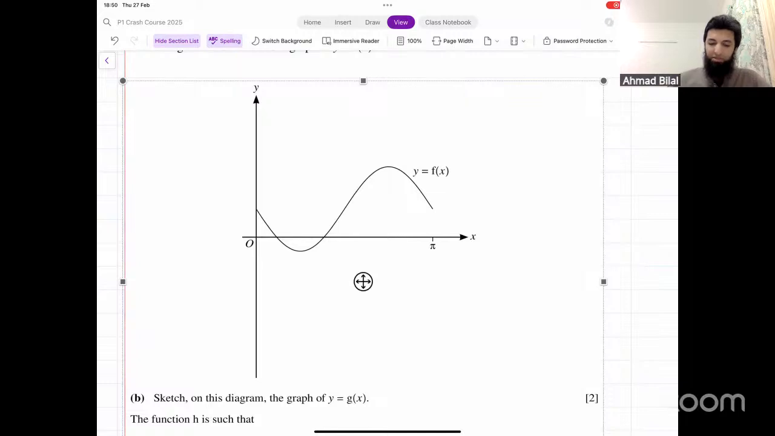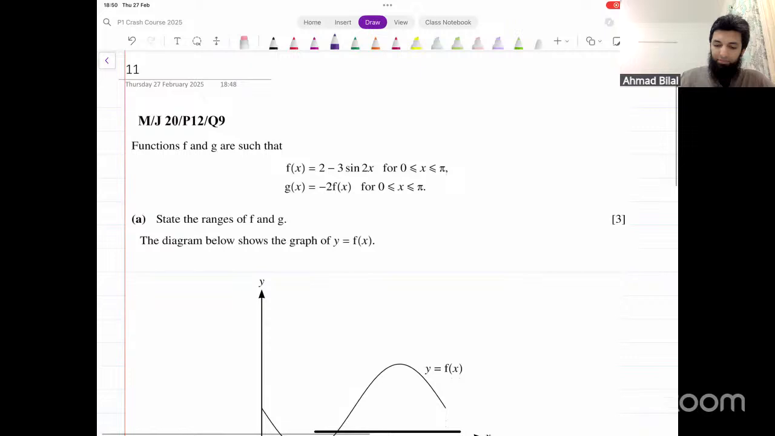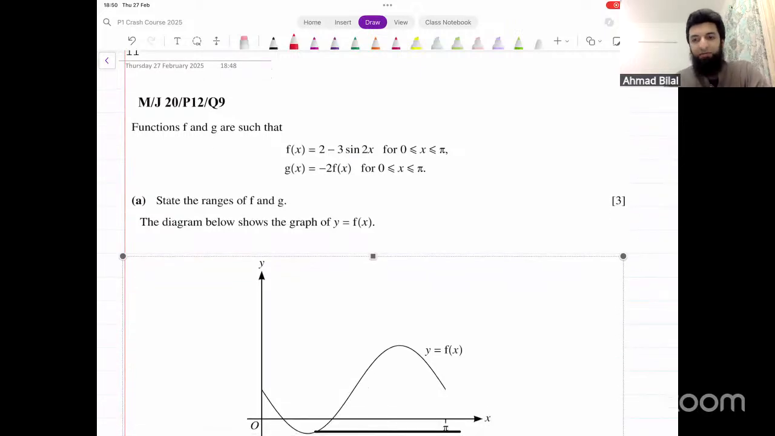Okay, so this is question number 11 from the worksheet. Let's have a look at this now. It says functions f and g are defined such that f of x equals this and g of x equals this. State the ranges of f and g.